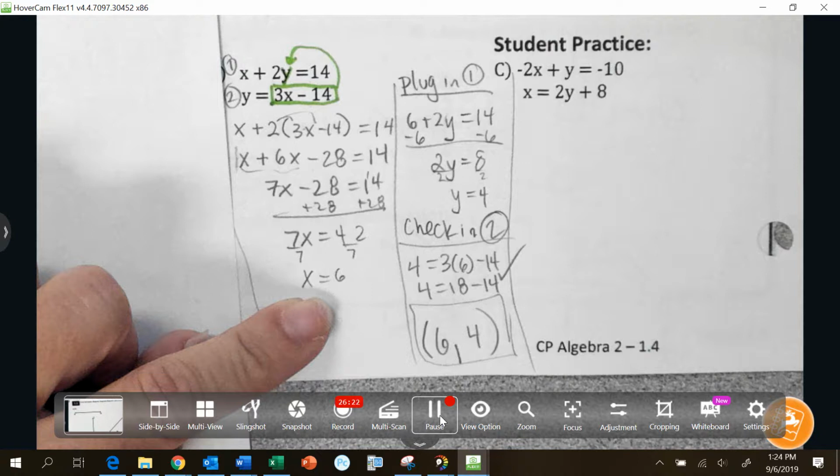Did this check? Where's your plug in 1 step? Where's your check in 2? You plugged in the 2y, and we solved it. Then you took this. Where's your second step after you found the first? Okay, so you plugged it into here. That means you have to check it. If you plugged in here, you have to check it in here.